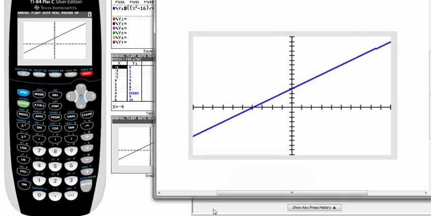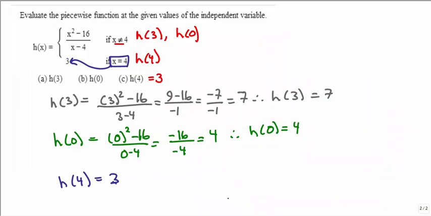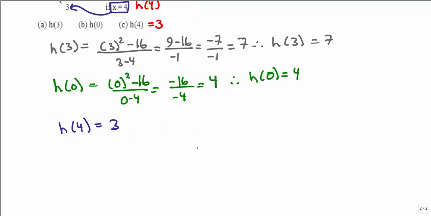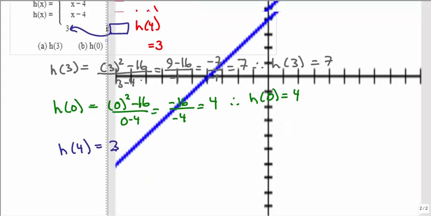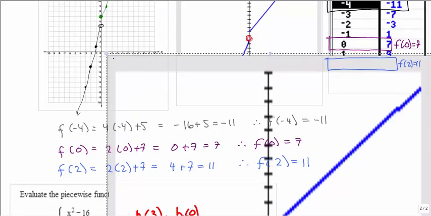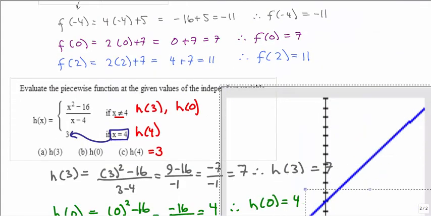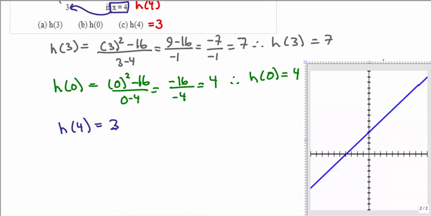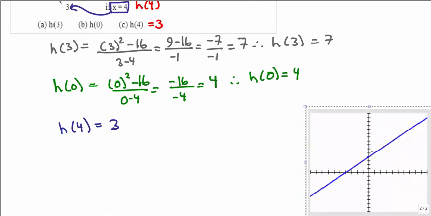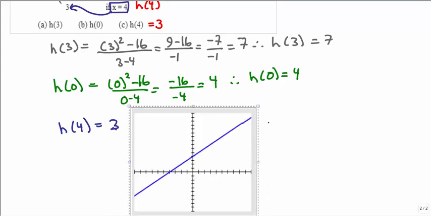And we'll look at the table as well. So this is a nice straight line. And you're probably surprised that this is a straight line because it doesn't seem like it should be because you have that squared in there. But this has to do with restricting the domain and also with the cancellation and simplifying of the numerator and denominator.